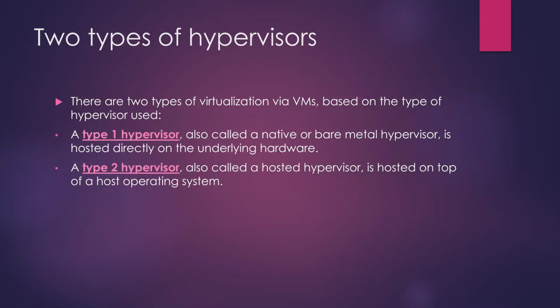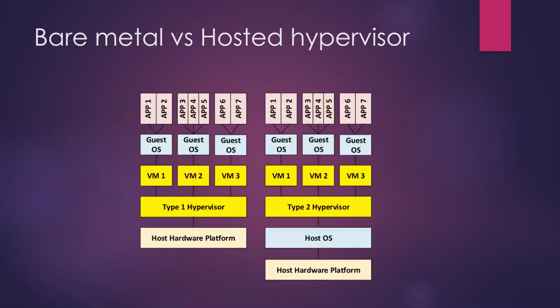And there are two types of hypervisors. The two types of virtualization via virtual machines, based on the type of hypervisor used, are: Type 1 hypervisor, also called a native or bare metal hypervisor, which is hosted directly on the underlying hardware. The second one, Type 2 hypervisor, also called a hosted hypervisor, is hosted on top of a host operating system.